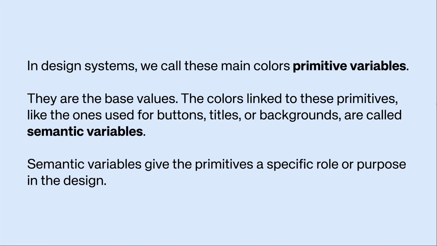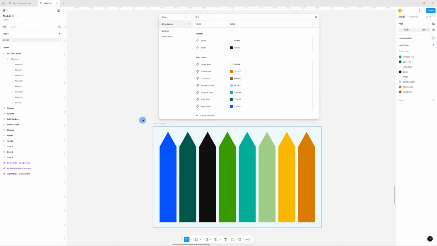In design systems, we call these main colors primitive variables, and they are the base values. The colors linked to these primitives, like the ones used for buttons, titles, or backgrounds, are called semantic variables. These semantic variables give the primitives a specific role or purpose in the design. All right, I will show you how it works.